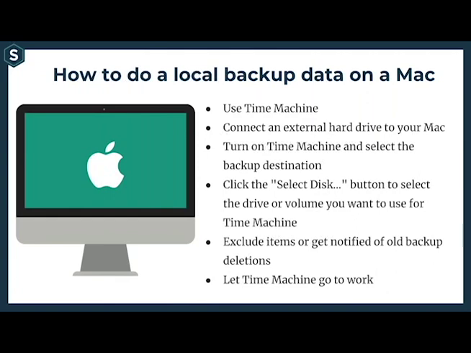Time Machine by default will use up all the space that's available on the drive. Turn on Time Machine and select the backup destination. Once your external drive is plugged in, go to System Preferences, Time Machine, and toggle a switch from off to on. Then click Select Disk and select the volume or the drive that you want to use for Time Machine.